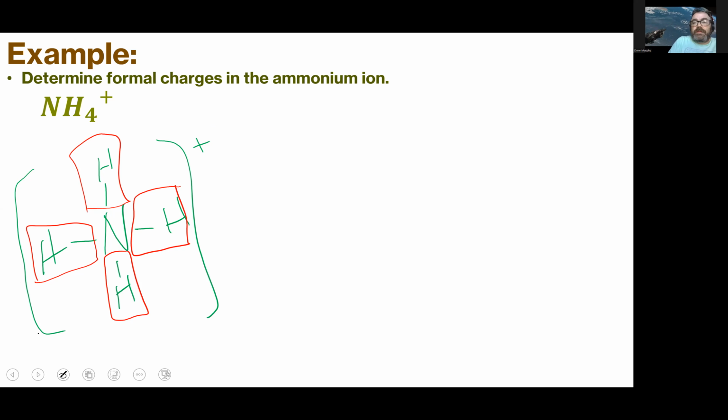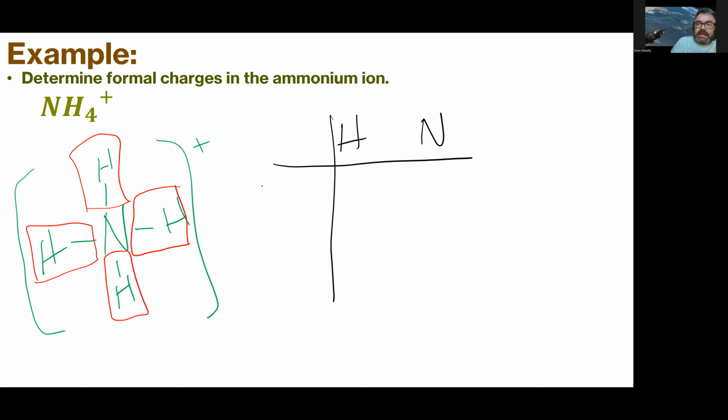The way I'm going to think through this is I'm going to make a table, and I do this with all of my formal charge problems. I think it's the best way to keep things straight. We're going to count things with hydrogen and we're going to count things with nitrogen. What we're counting is how many valence electrons we started with, how many non-bonding ones are in the picture, and how many bonding ones, or half of the bonding ones, are in the picture. So this is our dots and this is our lines. Adding all this up is going to give us the formal charge.